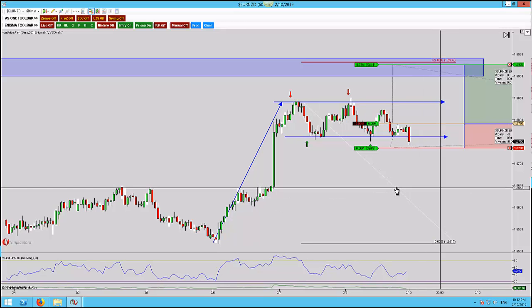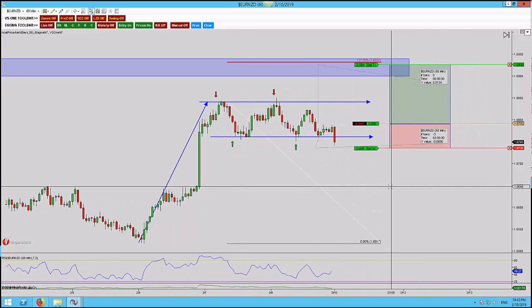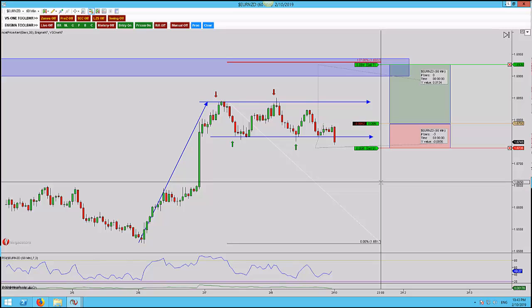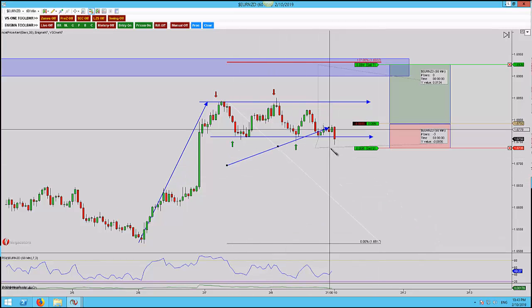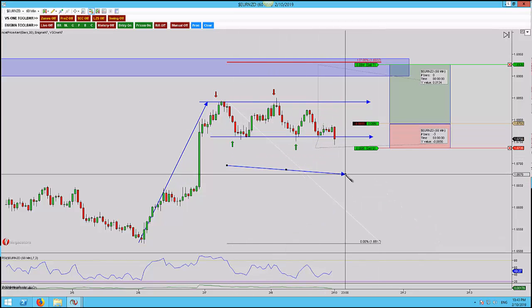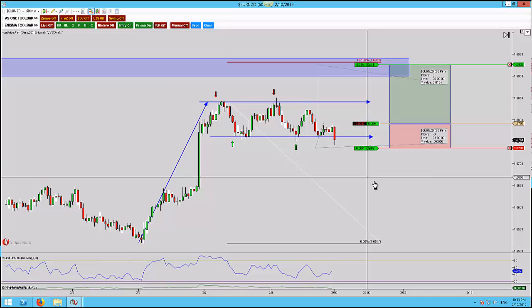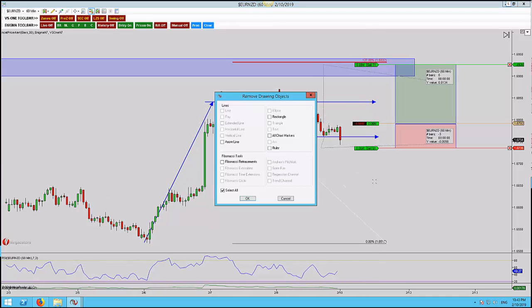Okay, we're here on the Euro New Zealand. It is Sunday. This is a trade I've only just got in. It's a high and tight flag. These are very high probability trades if traded correctly. And I'm 45 pips down and I've been in it 20 minutes. Oh dear. Let's delete everything off.